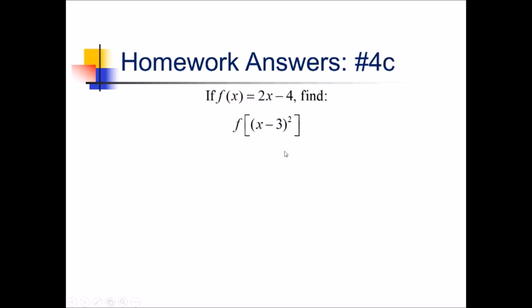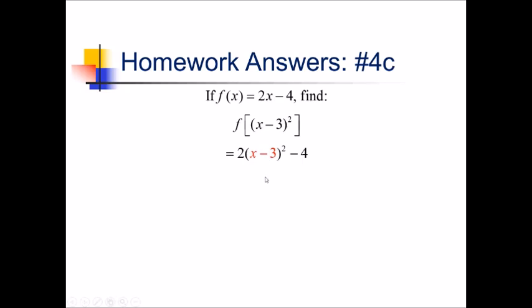On this one, we're doing f of x minus 3 squared for 2x minus 4. So wherever I see the x in this original function, I need to replace it with the stuff inside the f bracket here, the x minus 3 squared. So I've initially got 2 times something minus 4 is what's basically going on here. So I'll do 2 times x minus 3 squared minus 4.